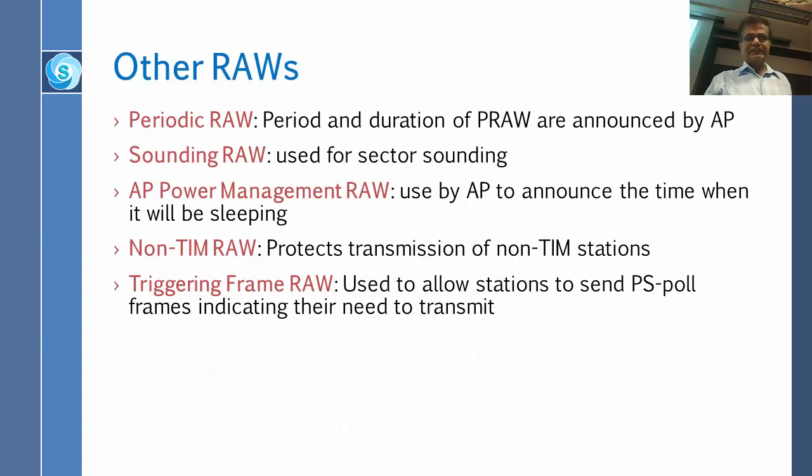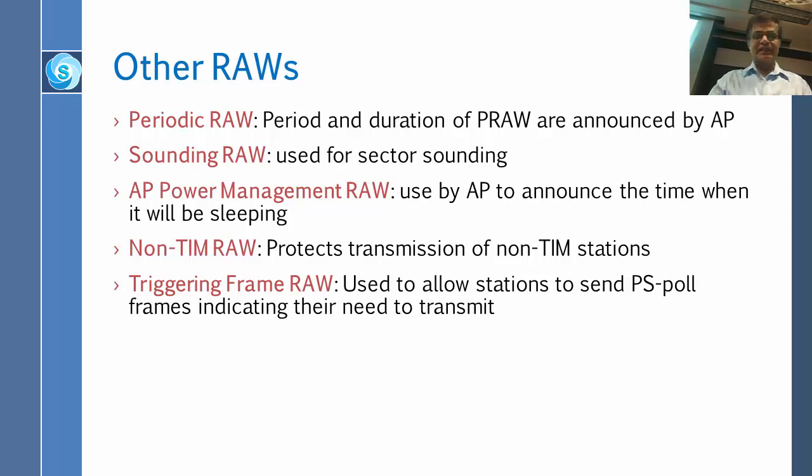Well, similar things are used for other things. Periodic RA, period and duration of the RA are announced. Periodic RA is for periodic stations. Sounding RA is for sector sounding, to figure out how many sectors you have and how many sectors I have. Remember, we did it for 802.11ad, where we figured out that you have 3 sectors and I have 4 sectors, and my 3rd sector aligns with your 4th sector. So that is called sector sounding.